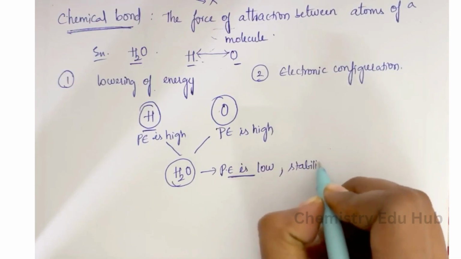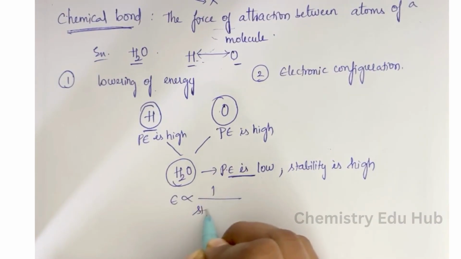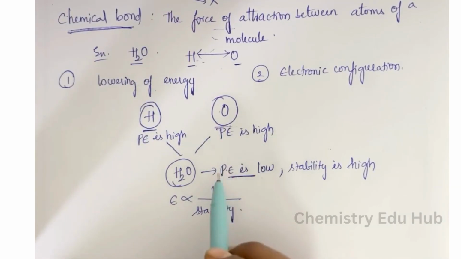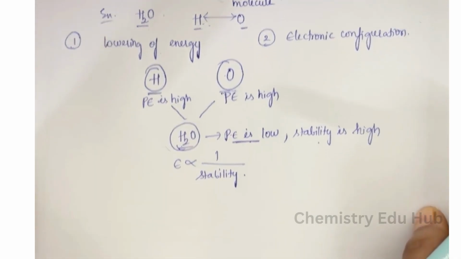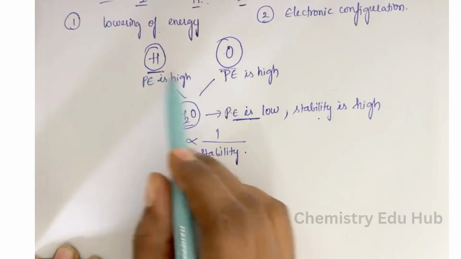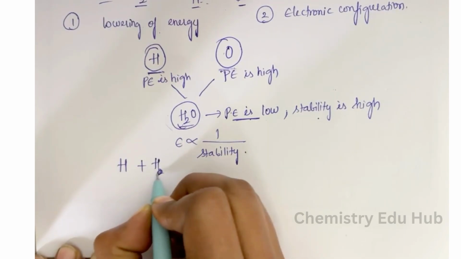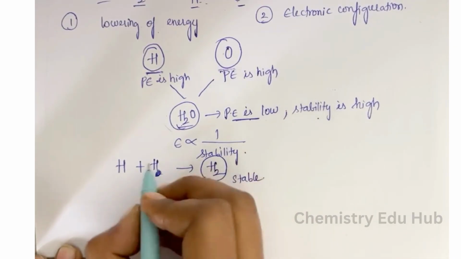Stability is high because energy and stability are inversely proportional. Since the individual atoms are unstable because of the high energy, they combine to form molecules and become low energetic and highly stable, and hence every atom tries to combine to form a molecule or a compound. Atoms in the uncombined state are very much unstable, so they try to get stability. Suppose a hydrogen atom combines with another hydrogen atom, they form a hydrogen molecule. The hydrogen molecule is very much stable compared to the hydrogen atom.